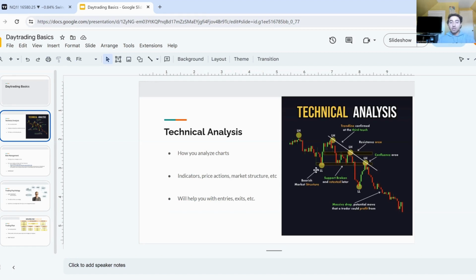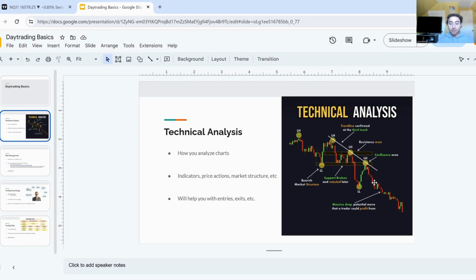This is an example of technical analysis. The guy who would trade this way is seeing that price is going lower and lower and lower. We are in a downtrend. He's seeing that this is a level in the market that was broken, and we came back to that level and now we're getting rejection.